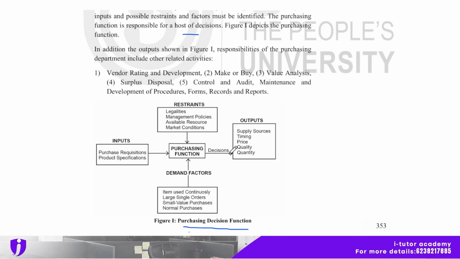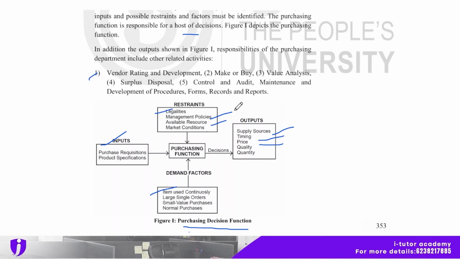Purchasing function, there is decision, that is output: supply source, timing, price, quality, and quantity. And demand factors are item used continuously, large single orders, small value purchases, normal purchases. And input is there, so output and input. Okay, purchase requisitions, product specifications. Restraints: legalities, management policies, available resources, and market conditions.